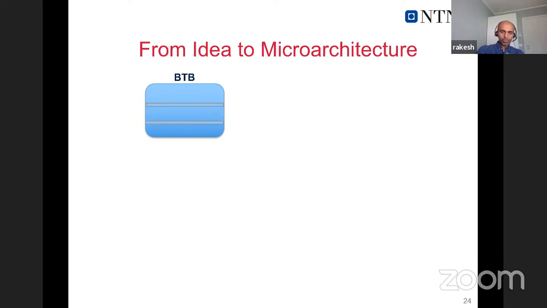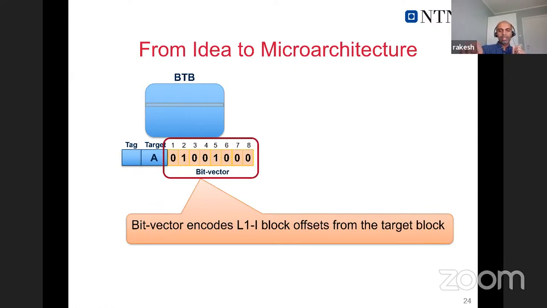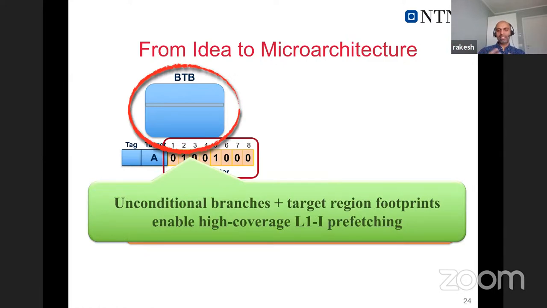So we have a BTB. Each BTB entry has some metadata information, for example a tag, and a target, and they belong to an unconditional branch. For conditional branches, we have this encoded local control flow information. What this information holds is a bit vector of the cache blocks in which the conditional branches, or local control flow branches, lie, instead of what exactly those branches are and where they are jumping. All we know is that once you enter this region that starts with this address, we have these cache blocks, starting from here, that have the conditional branches that we might need. This kind of information, the conditional branches plus the target footprints for the conditional branches, enables very high coverage for prefetching.